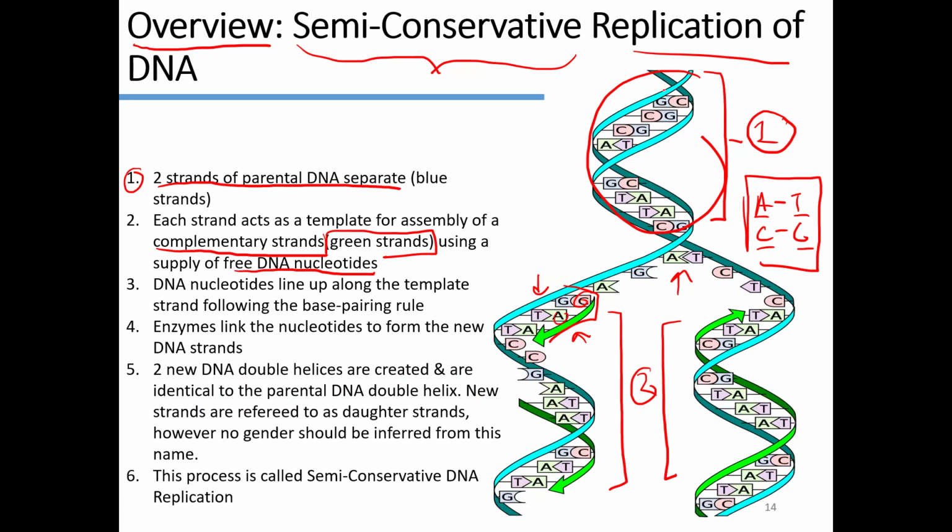So basically, now we lock these in. We're again starting with our original piece. It's going to unzip, so we have one half that's old and one half that's new. Once these are locked in, this is known as our parental, our original piece, and this is known as our daughter, which simply means our new piece. This process is known as semi-conservative DNA replication because after unzipping our original piece, we have one strand that's old and one that is new.